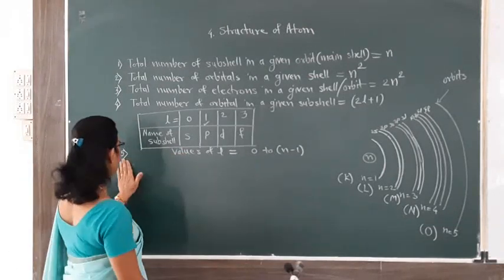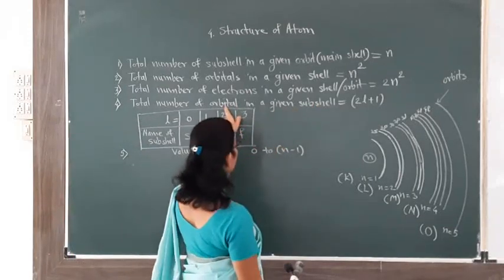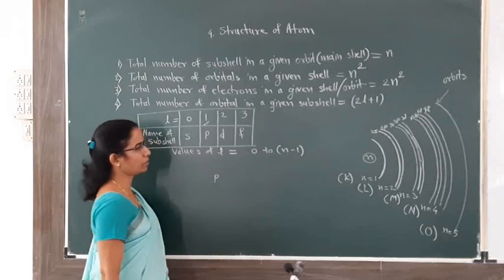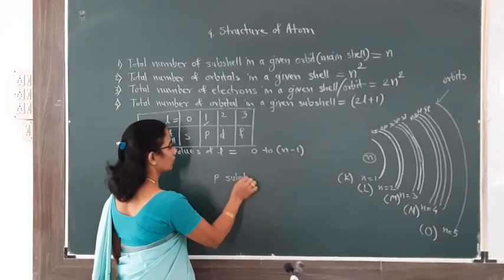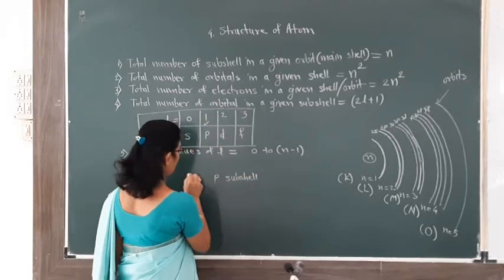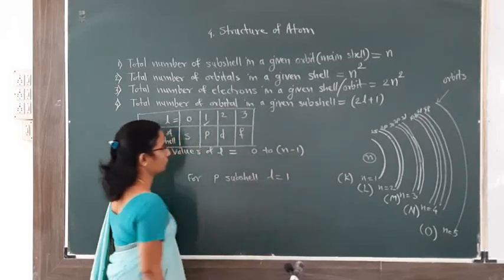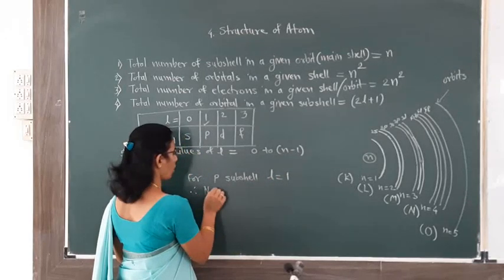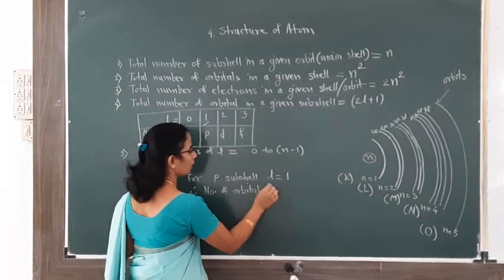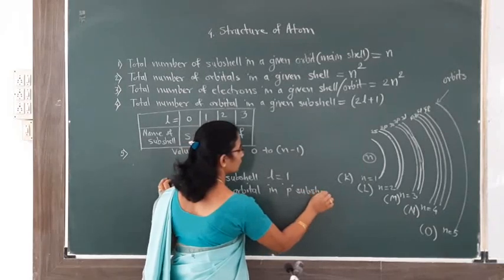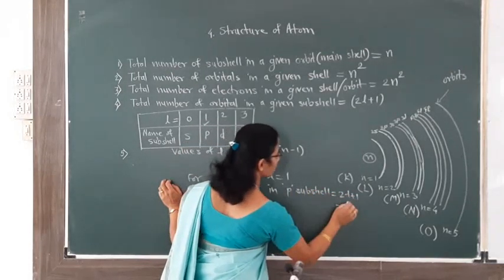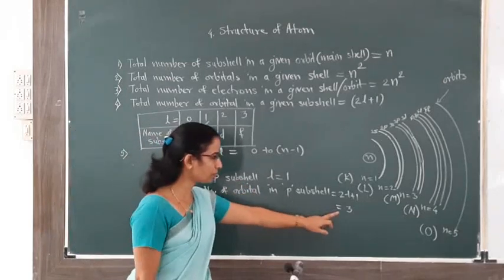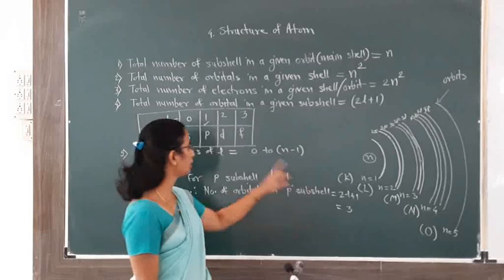Now sixth, before going towards the sixth formula, let's see the number of orbitals present in a given subshell, how they are determined. Suppose we have given the P subshell. Now for P subshell, what is the value of L? Here the value of L is 1. With the help of this chart, you can determine the value of L. Now therefore, the number of orbitals in P subshell will be equal to 2L plus 1, that is 2 into 1 plus 1, that is equal to 3.